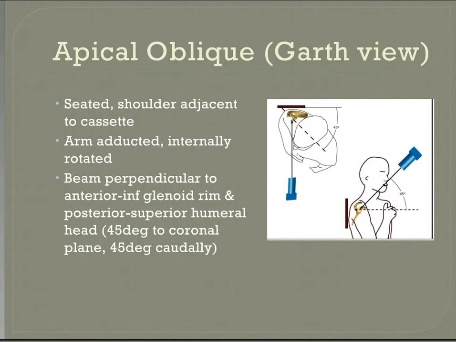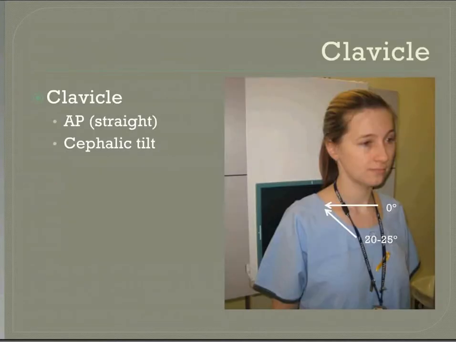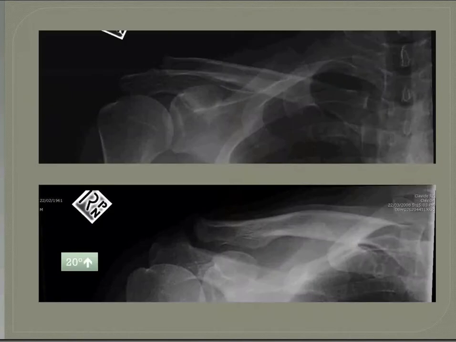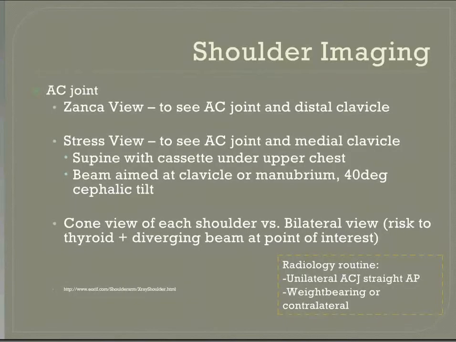For clavicle views, as we routinely see, are two views because the lateral is not very useful, with an AP, well, a straight neutral view, and with a 20-degree cephalic tilt, which gives us these two views. And for an AC joint complaint, from the orthopaedic protocols, the plan was to include a Zanca view, stress views if possible, and a cone view.